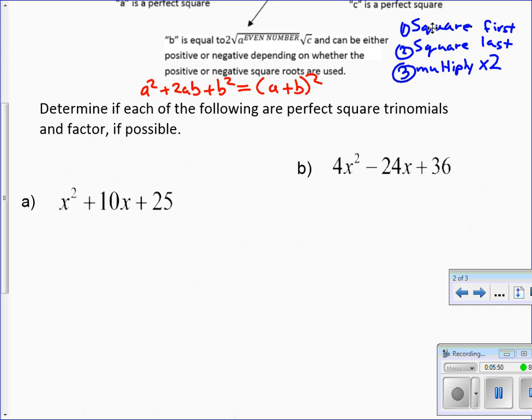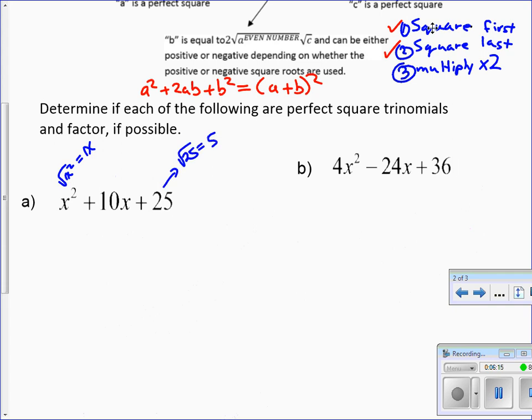And in order to investigate that, I have to remember my song. My song tells me, hey man, we had to square the first and we had to square the last. So if I want to undo that, I literally have to go back and say, okay, the square root of that entire x squared term is x. The square root of 25 is 5.